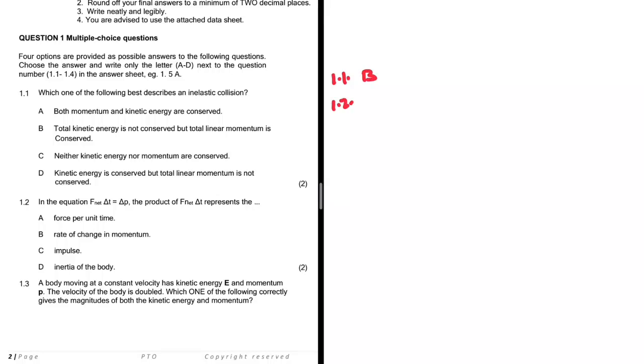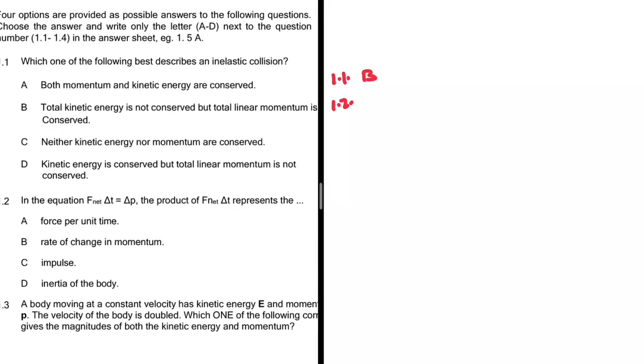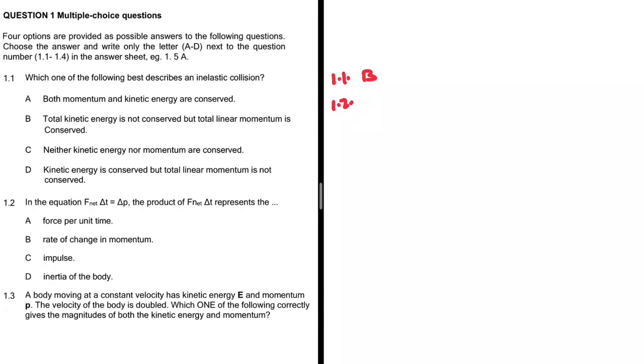1.2, in the equation F net multiplied by delta t is equal to delta p, the product of F net delta t represents the impulse, right? We know that from theory. There's nothing we are calculating here, nothing we need to figure out. We're just taking our answer as it is. So 1.2, the answer is C. F net delta t is the impulse. There's really no need for an explanation here because that is just theory, okay?